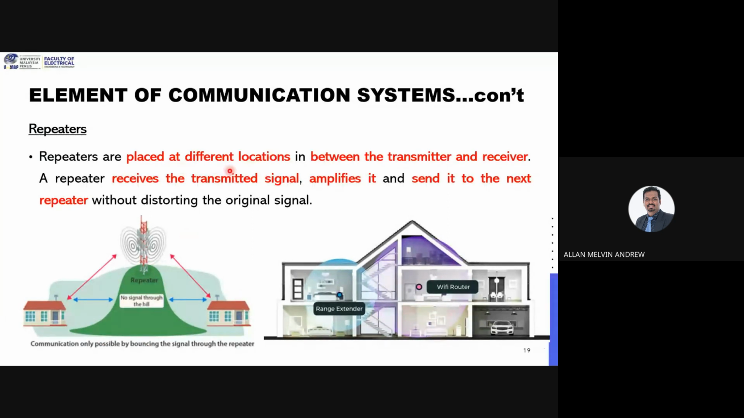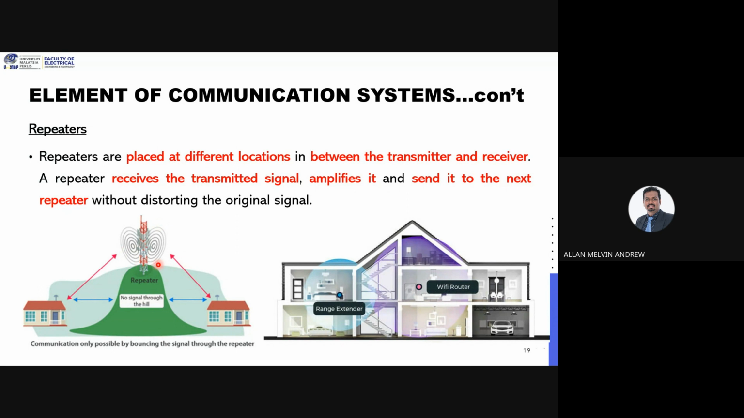Okay, so it will be placed in a different location in between the transmitter and receiver. The repeater receives the transmitter signal, amplifies it, and sends it to the next repeater without distorting the original signal. In communication, we want to maintain the originality of the signal. Let's say you are sending a message ABCD. Make sure the receiving end receives it as ABCD, not ABC or ABCDE, with nothing additional or lesser than whatever you send. That's why the repeater is very important.